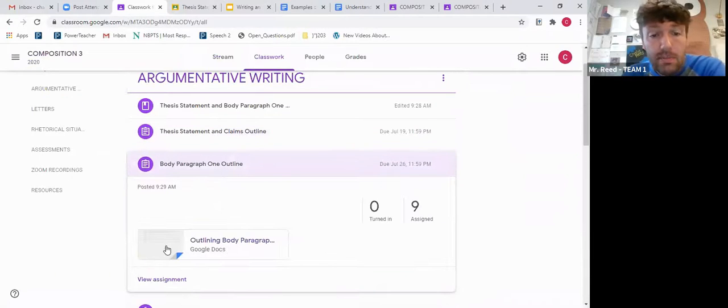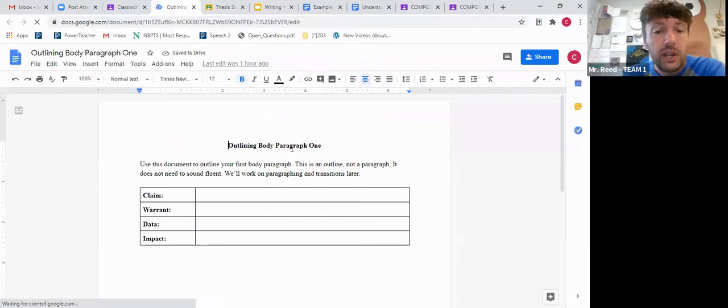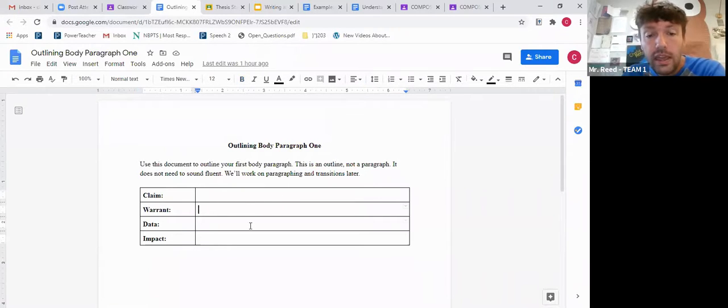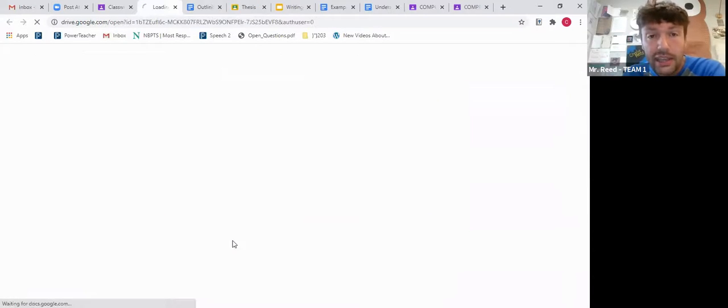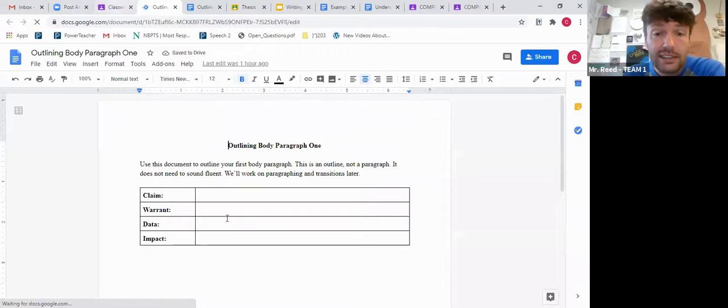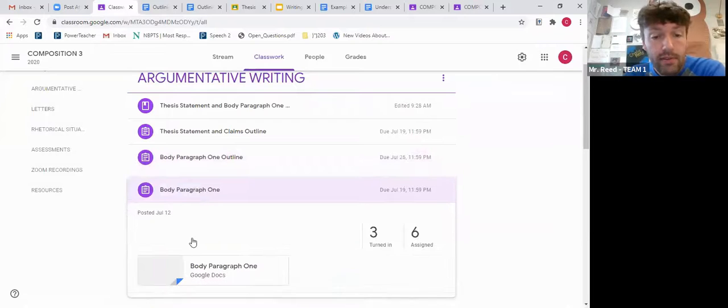First, you could look at the body paragraph 1 outline, which looks like this. And it says you can use this document to outline your first body paragraph. This is an outline, not a paragraph. It does not need to sound fluent. We'll work on paragraphing and transitions later. So you would rewrite your claim here. Then you would answer how or why that's true. Give me a piece of data that proves your warrant, and then tell me why it's important and why it matters, okay? And then from that, you could actually make your paragraph, and you could make it sound a little bit more fluent. So the last assignment on there is where you're actually going to put your body paragraph.